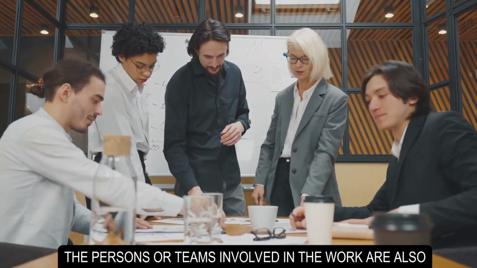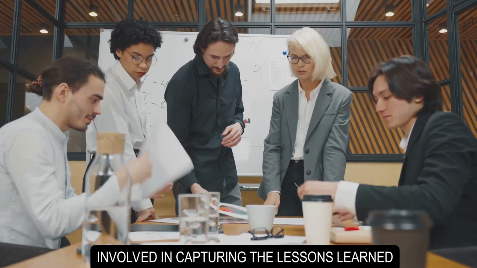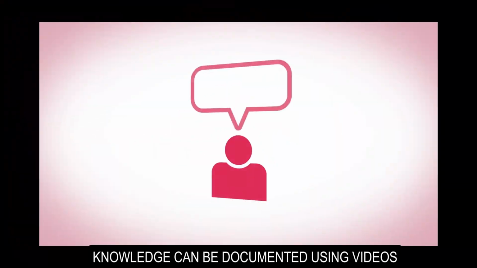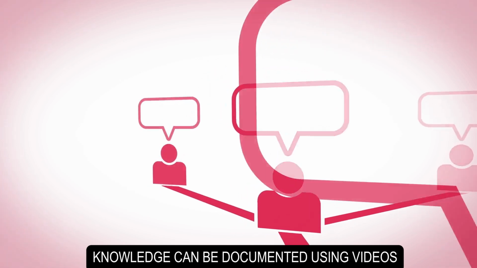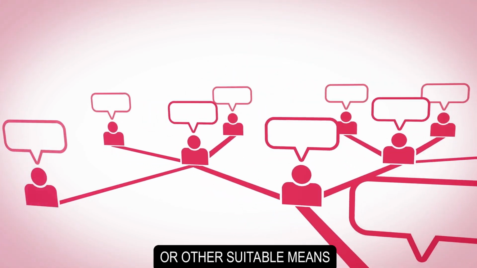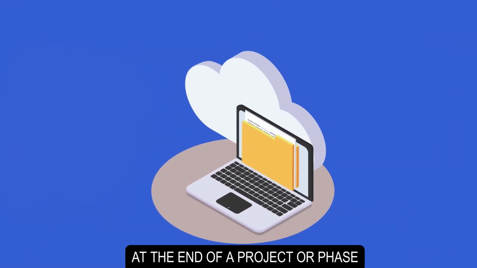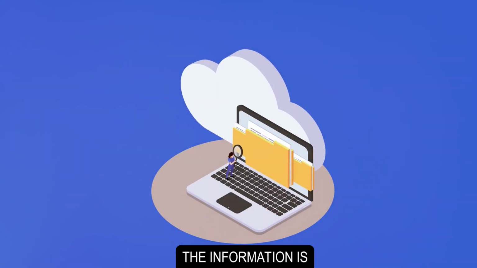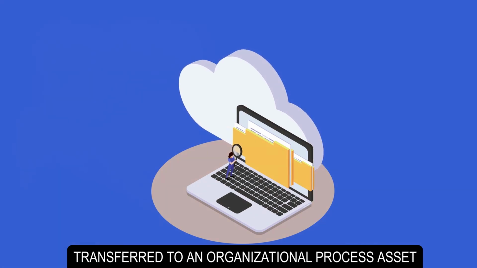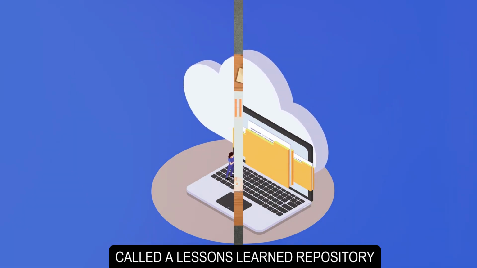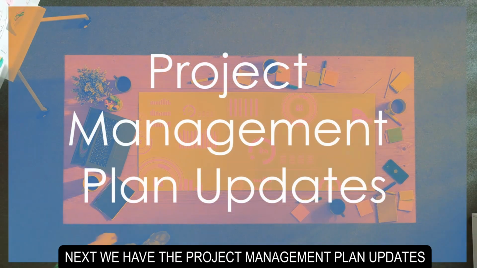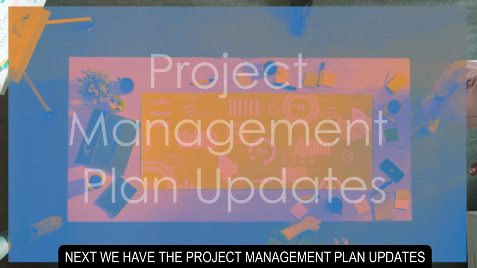The persons or teams involved in the work are also involved in capturing the lessons learned. Knowledge can be documented using videos, pictures, audios, or other suitable means that ensure the efficiency of the lessons captured. At the end of a project or phase, the information is transferred to an organizational process asset called a Lessons Learned repository. Next, we have the Project Management Plan updates.